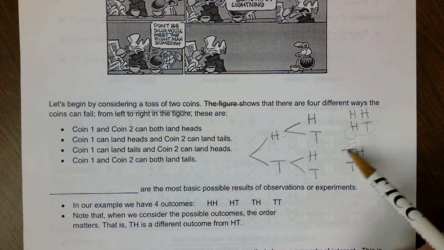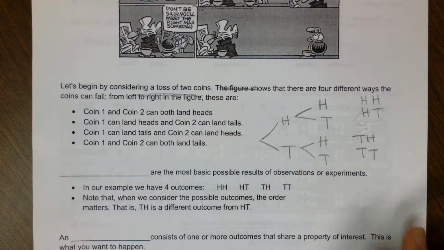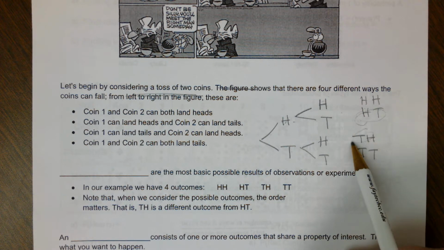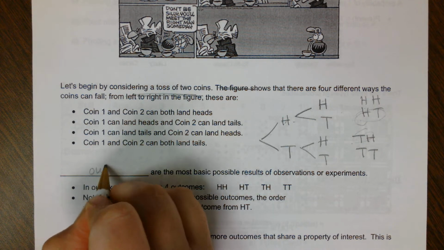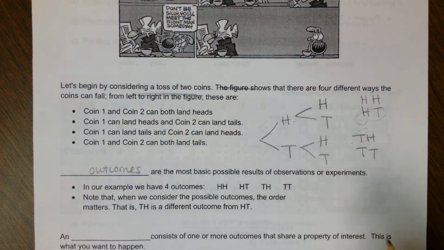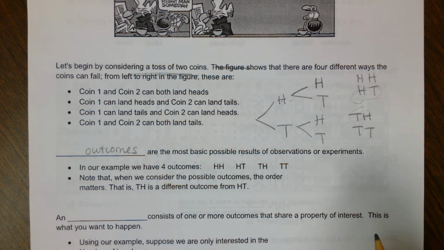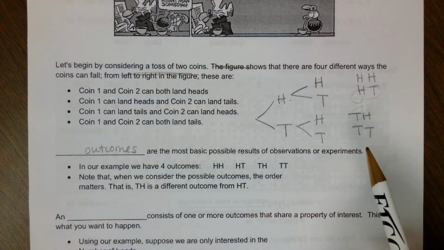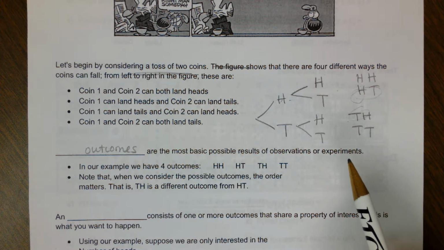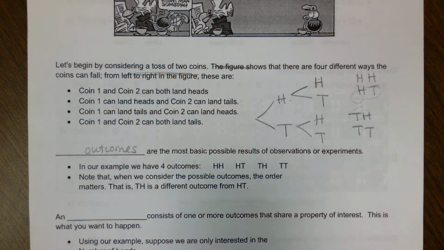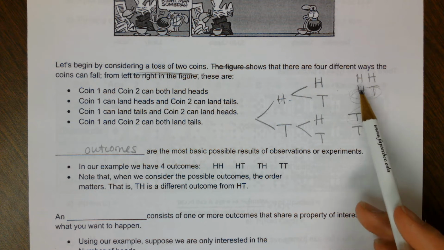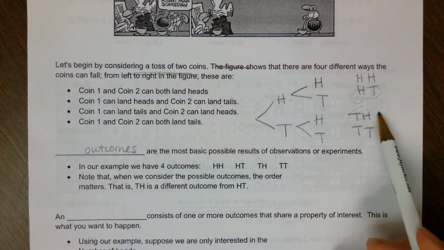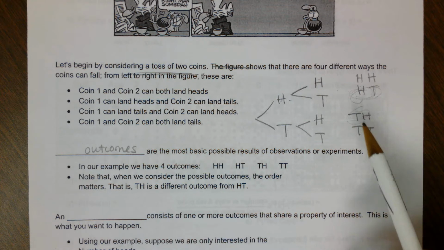Note that this and this are different, because here you got a heads first, here you got a tails first, and the 4 of these are what are called outcomes. These are the most basic possible results. In this case, we have 4. This is what actually happens, so HT is different than TH, because in this one you got heads first, then tails, and in the other you got tails, then heads. Those are 2 very different things that happened.